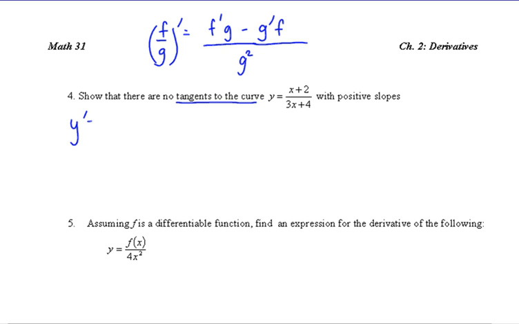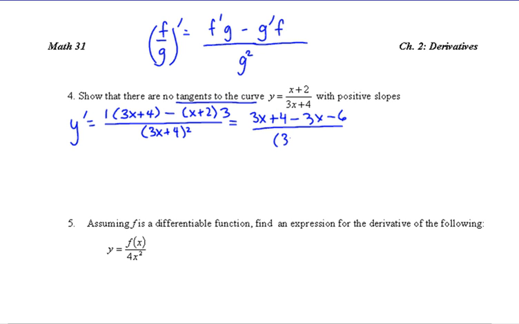Okay, so our y prime equals the derivative of the top, which is 1, times the bottom, minus, leave the top, times the derivative of the bottom, which is 3, all over the bottom squared. You simplify the numerator. We have 3x plus 4. When I bring in the 3, I have minus 3. I have to bring in the negative and the 3. So minus 3x, take away 6, all over the bottom squared. So the numerator you have left with just a negative 2 all over 3x plus 4 squared.